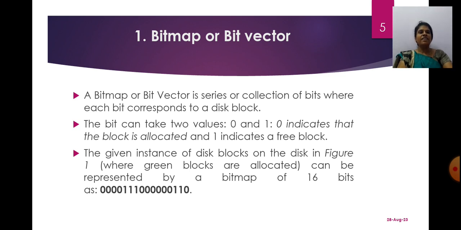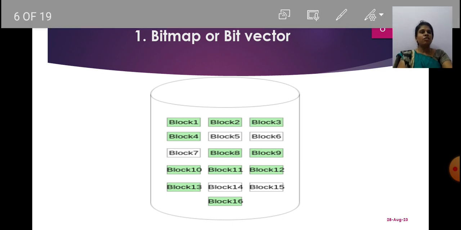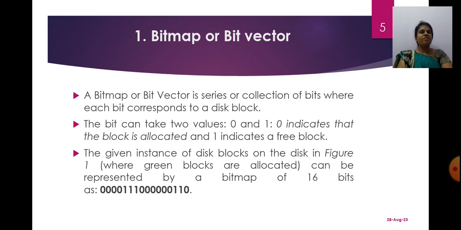Here I have an example, a bitmap of 16 blocks. The blocks which are green color represent that they are allotted to some files or directories. The blocks in white color represent that they are free. So as I told already, the value 0 indicates that the block is allocated, whereas the value 1 indicates that it is a free block.